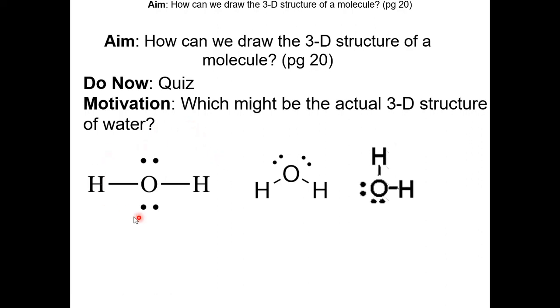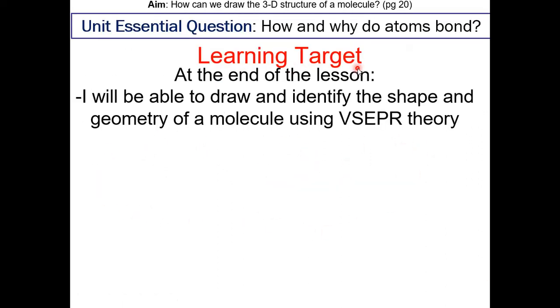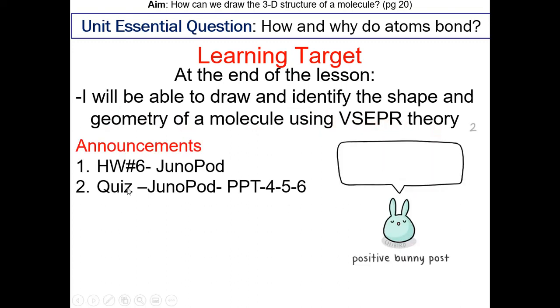So take a moment to think about it. Learning target: at the end of the lesson, I'll be able to draw and identify the shape and geometry of a molecule using the VSEPR theory. There will be a homework Junipod based off this lesson. There will also be a quiz Junipod based off PowerPoints 4, 5, and 6.